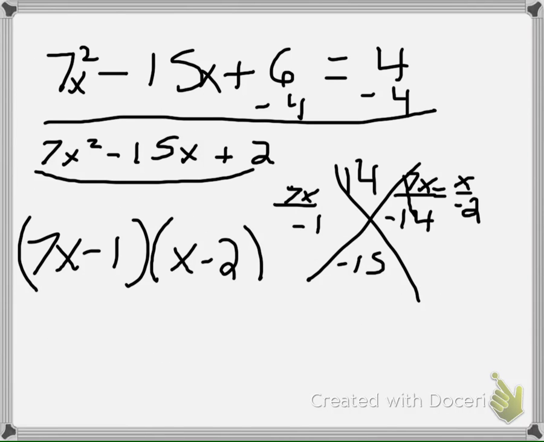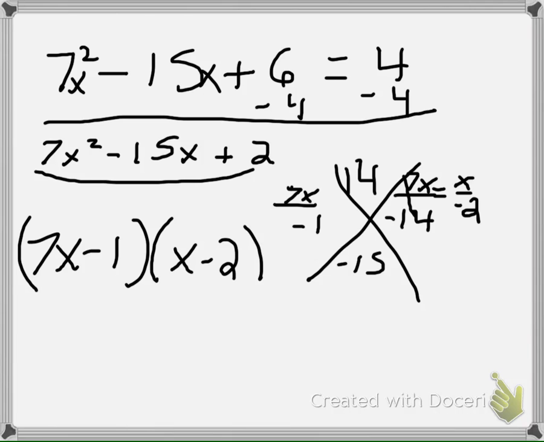In our next equation, we have another situation where the equation is not set equal to 0. So just to get started, we have to set it equal to 0. Let's first copy down the problem. 7x squared minus 15x plus 6 is equal to 4. Now to get it equal to 0, we just subtract 4 on both sides. And of course 4 take away 4 is 0, and 6 take away 4 is 2, and that gives us the equation 7x squared minus 15x plus 2.